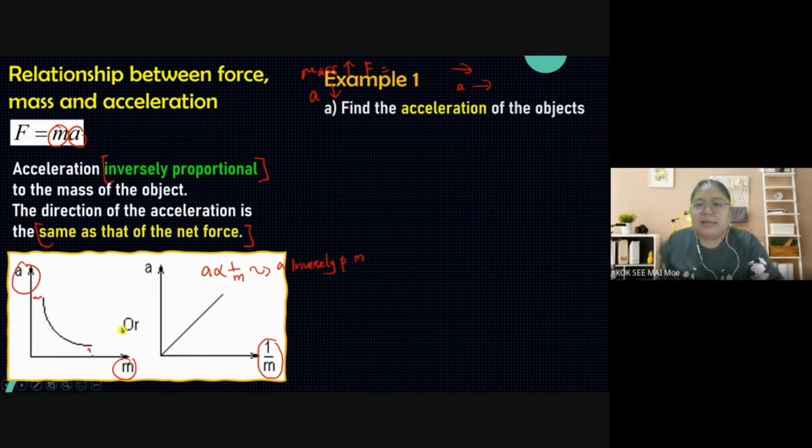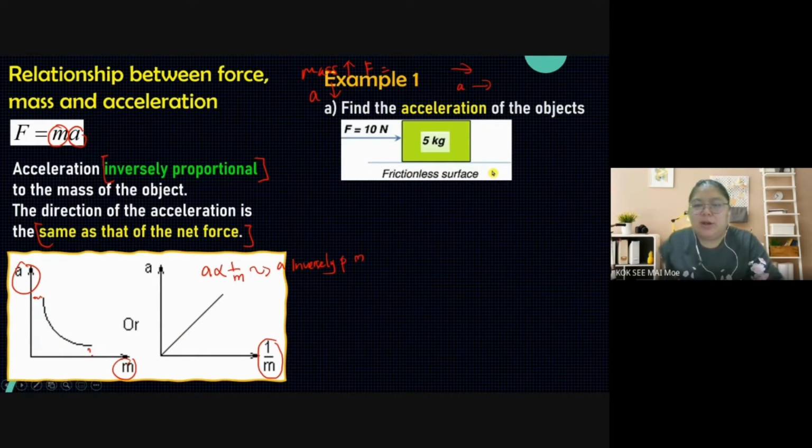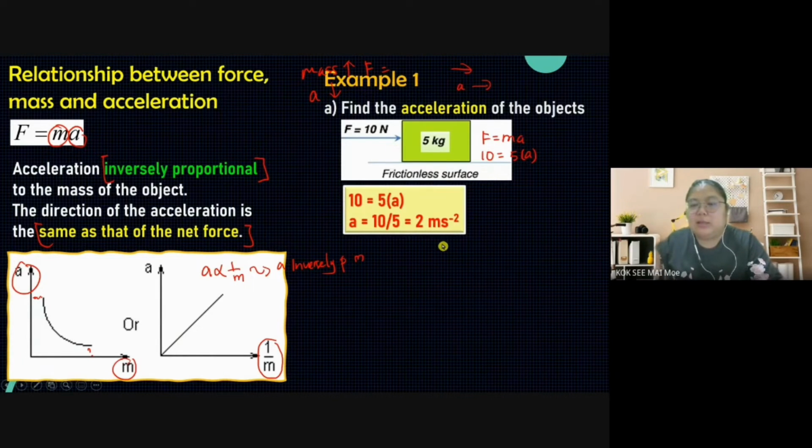Okay, now we see example 1. Find the acceleration of the object. So we apply the formula to find the acceleration. I say F equals ma. So this one is 10, mass is 5. So I find the A. So finally, your A also follows the direction of the force. So from here, I get 2 m/s^2. Okay, so just a simple question. This one is from your exercise, the notes there, example 1.